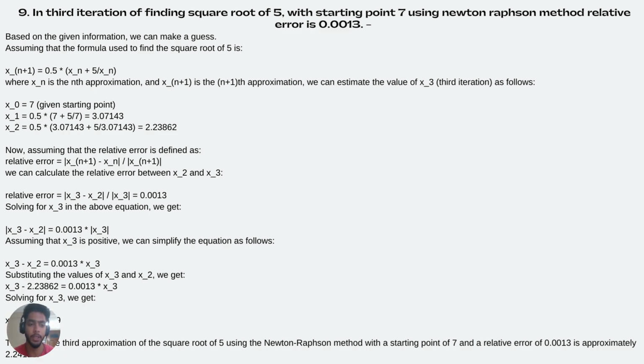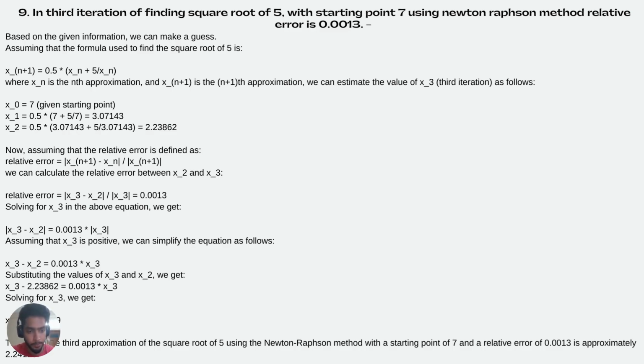Then I have calculated these values with the help of this formula. I have the values of x0, x1, x2. Now we can assume that the relative error is defined as I have mentioned in the formula here. We can again calculate the relative error between x2 and x3. Then if we solve it, we'll get our relative error as 0.0013. Solving for x3 in the equation, we have this relative error, and then we can do these steps forward so as to get our complete result.